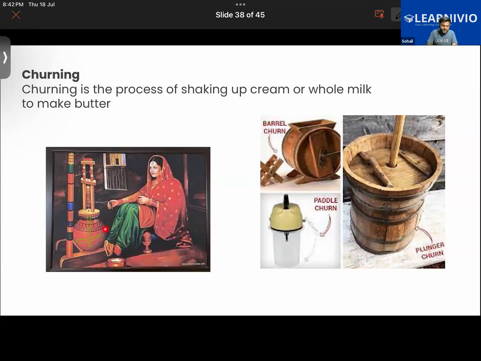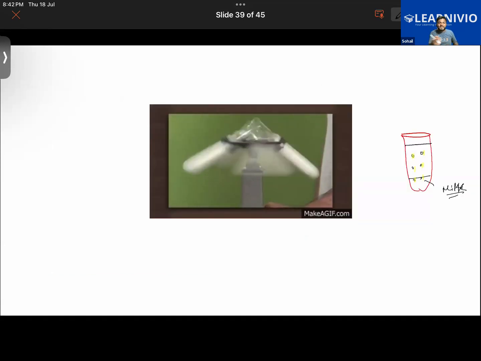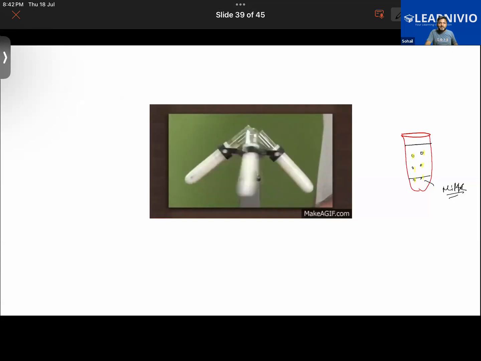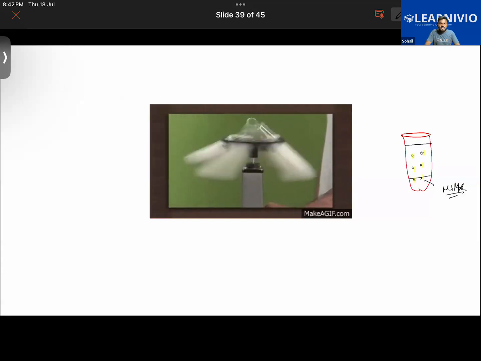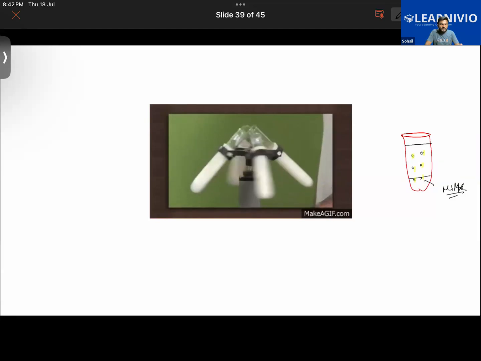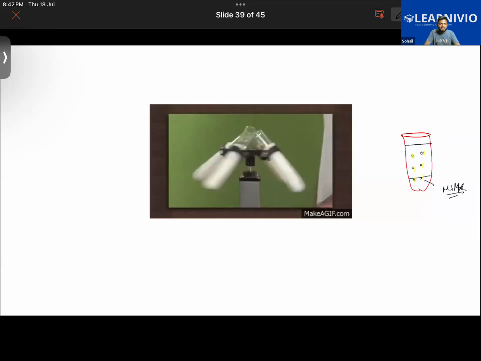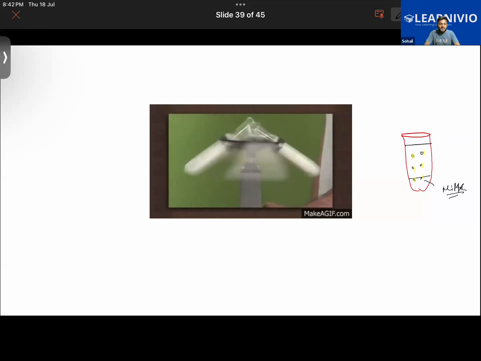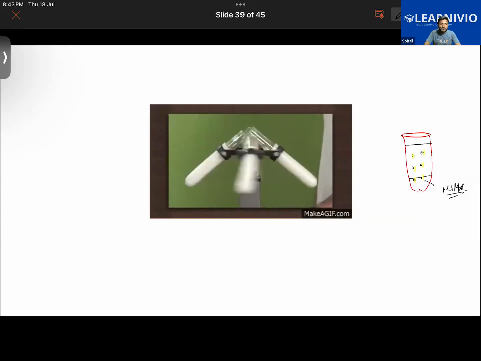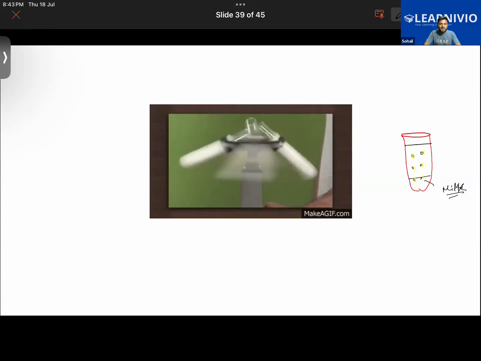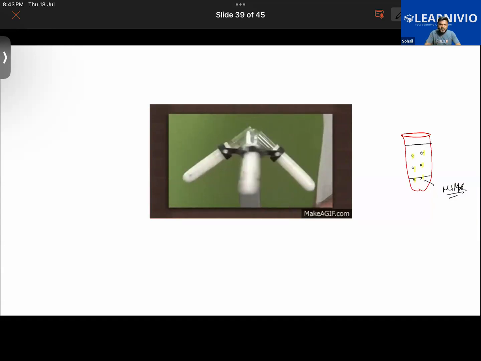So when milk is rotated inside this at high speed, it creates an external force. Have you guys ever played on a spinning wheel? Yes, sir. When you sit on a spinning wheel, do you feel like an outward force is acting on your body? You feel like you are being pulled outward. Getting what I'm trying to say? Yes, sir.